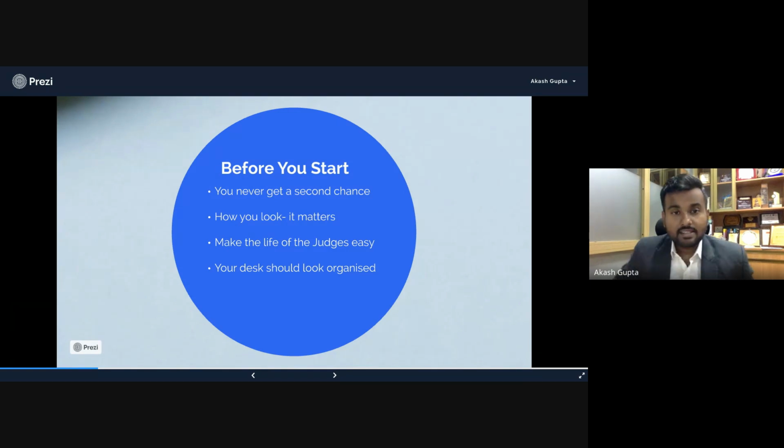Last one is your desk should look organized. I have judged quite a lot of competitions, and I've seen that a lot of students keep a lot of papers. They put a big notebook, a small notebook, then certain books, then their ads. Then you use a lot of chits which are all over the table. Your table should look organized. Now, how do you do it?